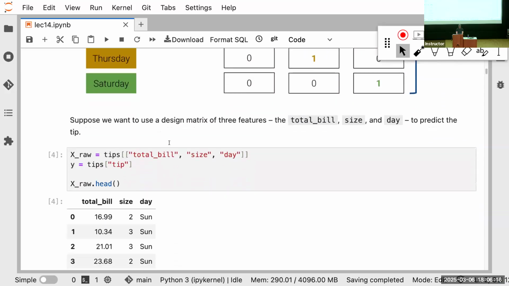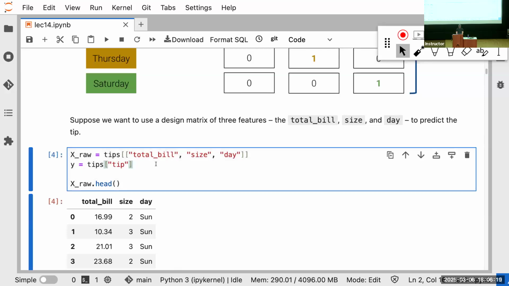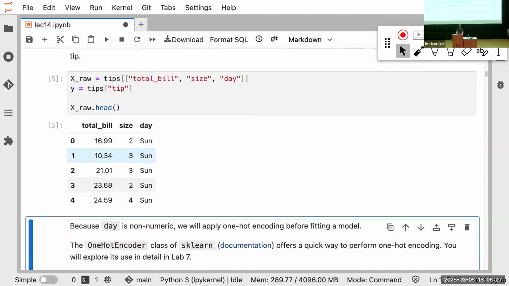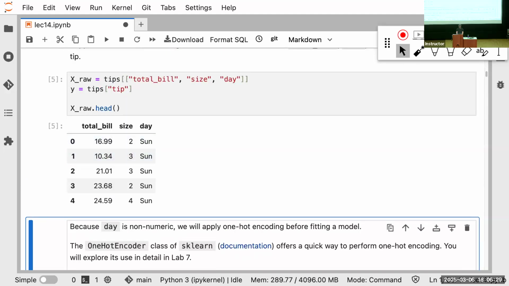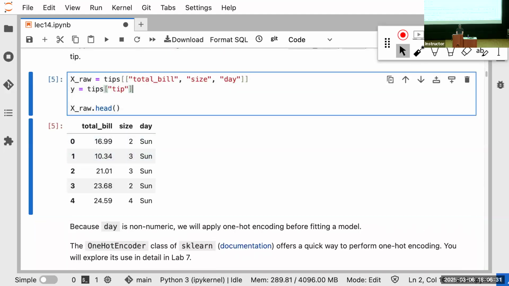Okay, so what do we need to do? Well, if we're going to fit a model predicting tips from the bill, the number of people, and the day, let's go create a design matrix that only includes the total bill, the size, and the day. And then Y is just our outcome. So we're going to use these now to fit a multiple regression model.